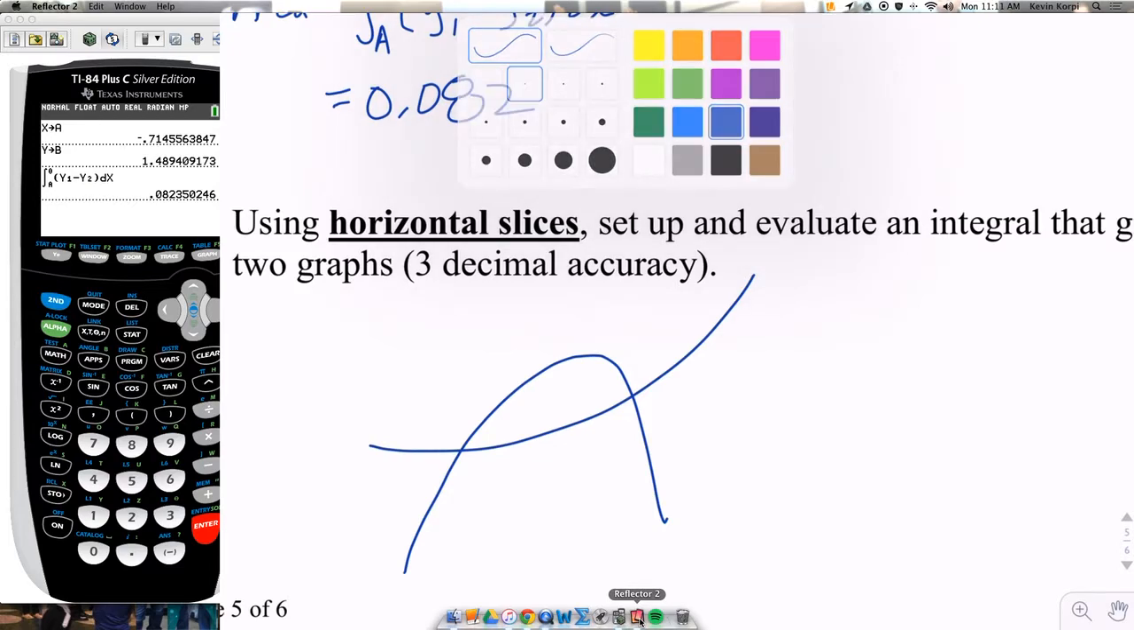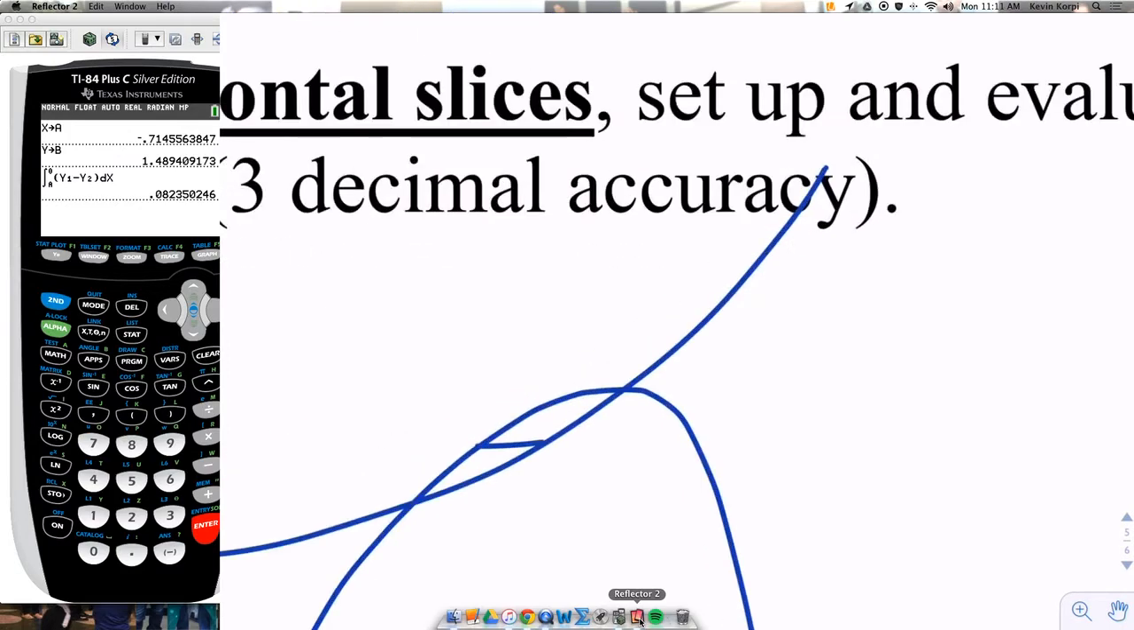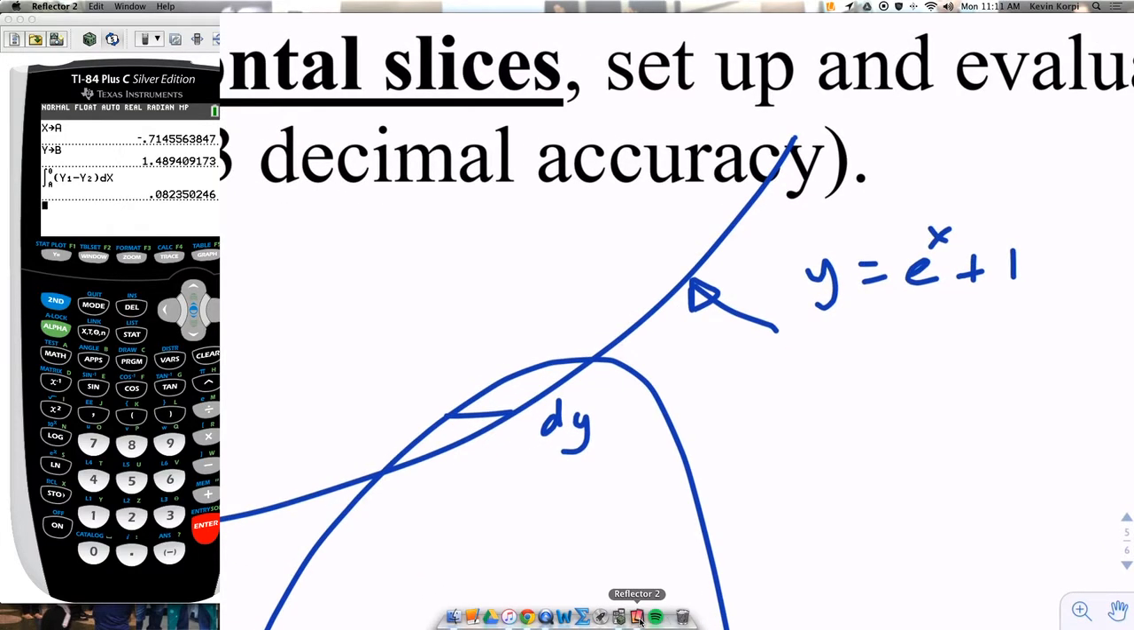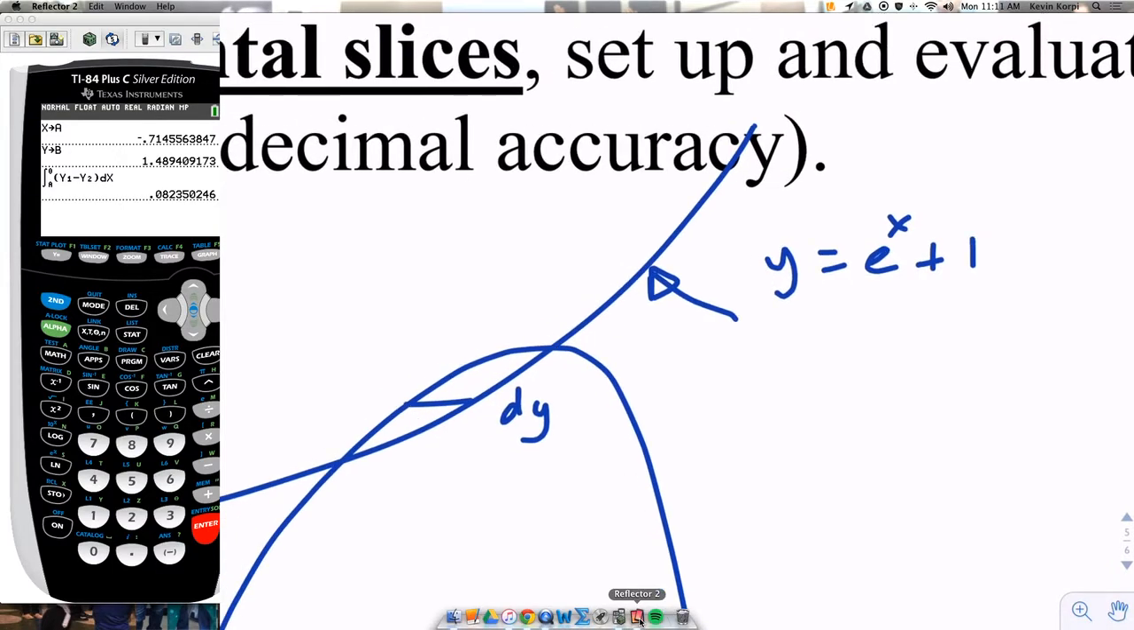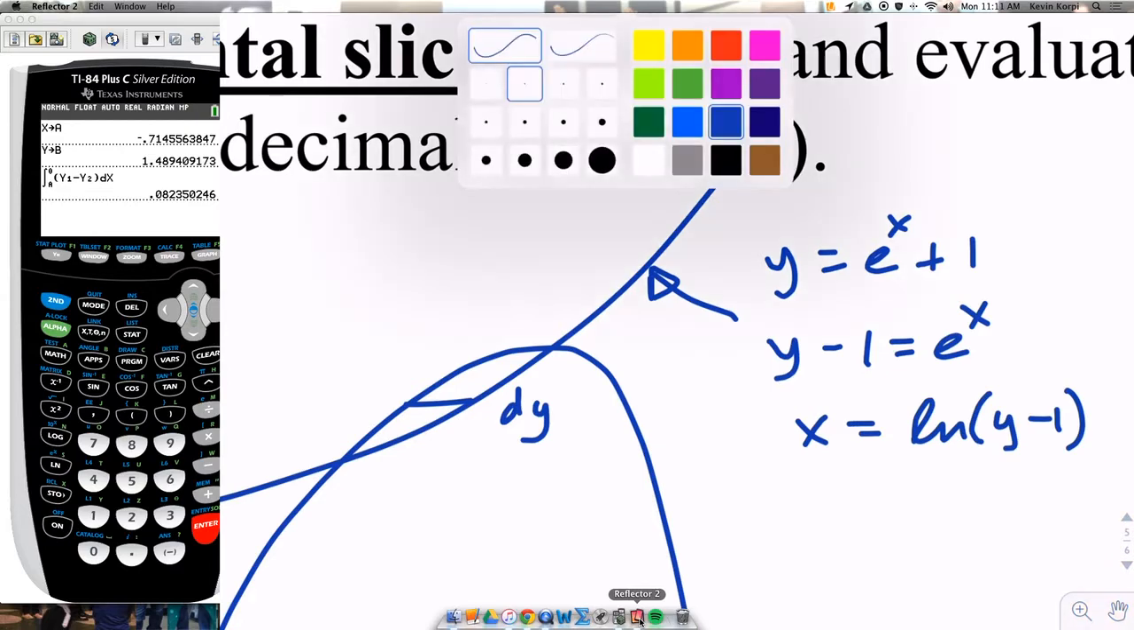Let me redo this so it looks more like, there we go, it's at the top. Slicing it horizontally is going to be like that. It's a dy. Now, as I slice from low to high, the curve on the right is going to be the e to the x plus 1. Can I solve that for x? I think so. y minus 1 equals e to the x. If I take the natural log of both sides, I get x equals the natural log of y minus 1. That should work. That's the curve on the right.